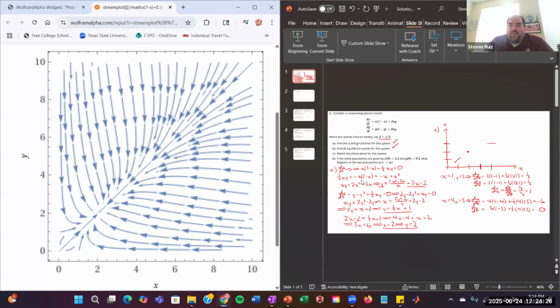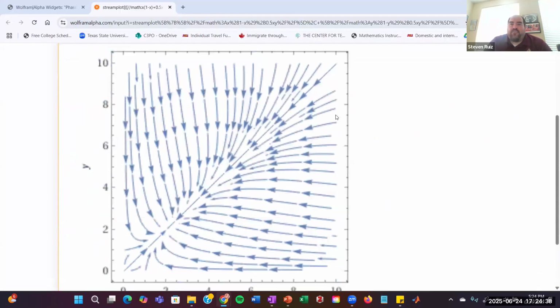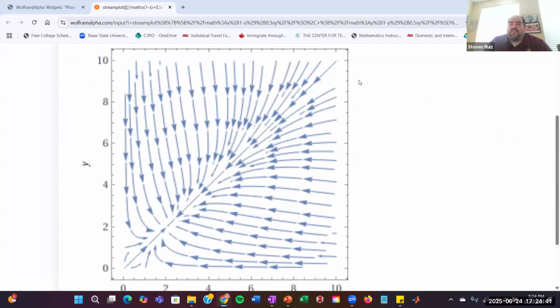So this is the phase plane. Now what do I want to do? If the initial populations are given by x naught equals 2.4, 0.3, here's what I'm going to do. I am going to turn on my zoom annotation tools and try to draw this. So initial condition of 2.4, 0.3. So 2.4 is about here. 0.3.